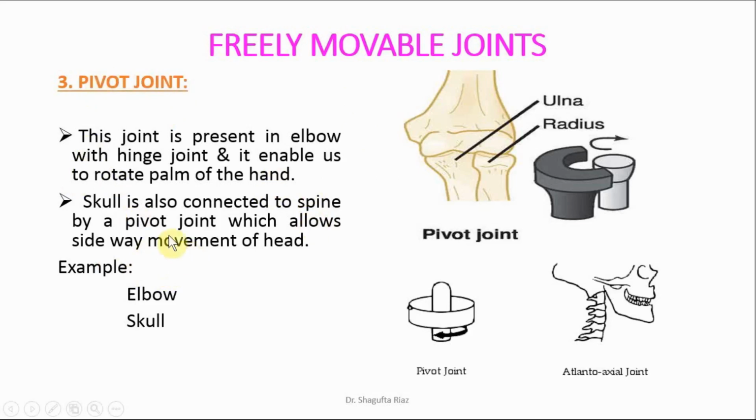In the skull, the skull is connected to the spine here by the help of this pivot joint, which allows us to move our head in sideway direction. We can move our head to the right side, and we can move our head to the left side.